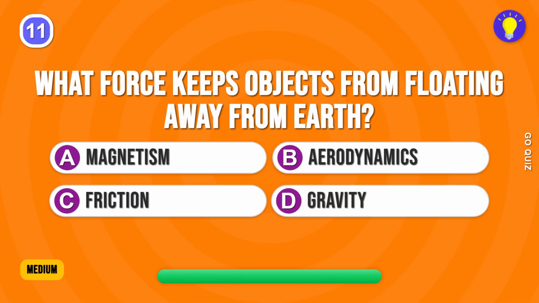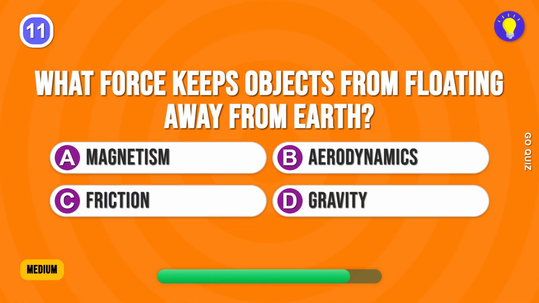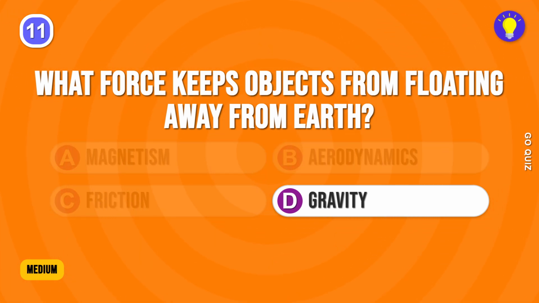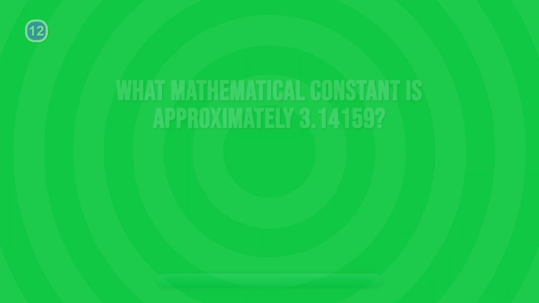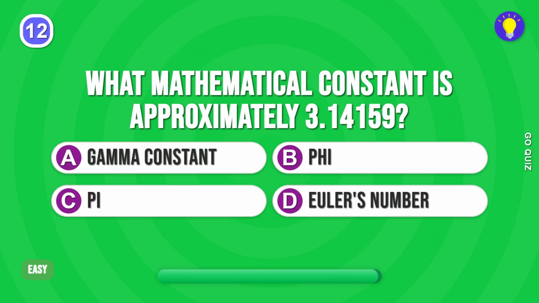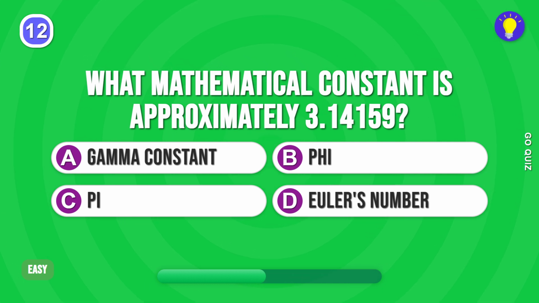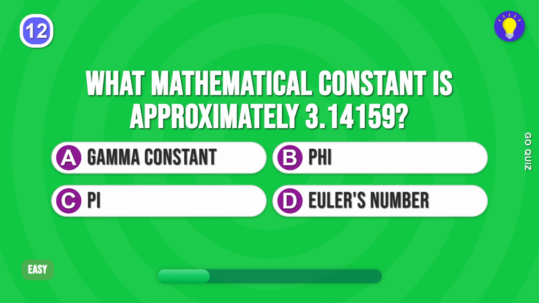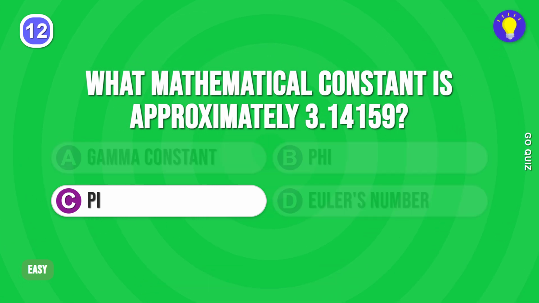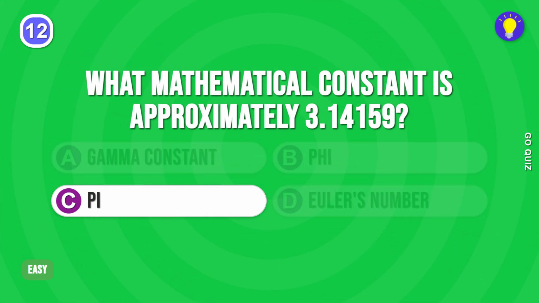What force keeps objects from floating away from Earth? Gravity pulls objects towards Earth. What mathematical constant is approximately 3.14159? Pi is approximately 3.14159.